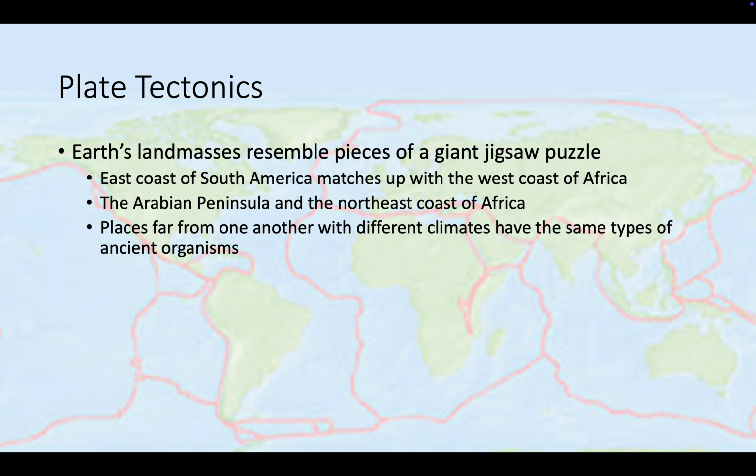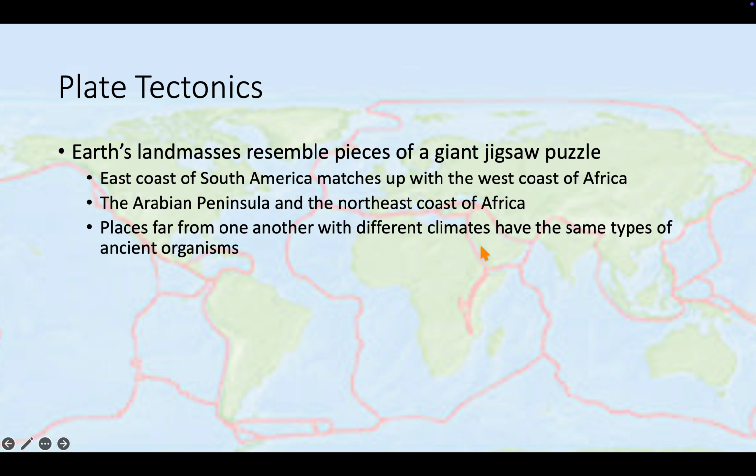Earth's land masses resemble pieces of a giant jigsaw puzzle. The activity that you'll be doing or have already done should have demonstrated that because you can bring them all together. So the east coast of South America matches up with the west coast of Africa. That's one of the things you would have noticed. The Arabian Peninsula and the northeast coast of Africa, so right here, those match up. There is a waterway in between them, but they do match up pretty well for shape.